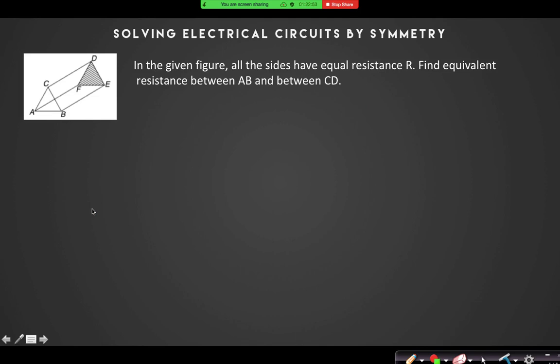In the given figure, all the sides have equal resistance R. Find the equivalent resistance between A and B and between C and D. Let's solve this. Now look, this is a three-dimensional figure.